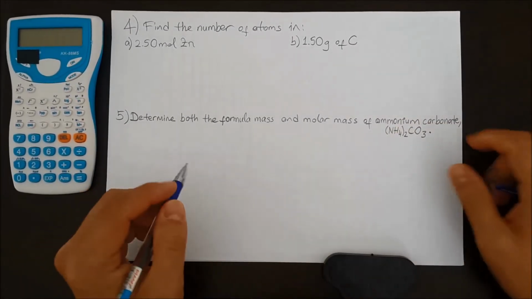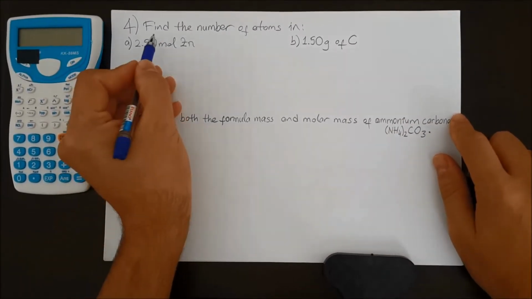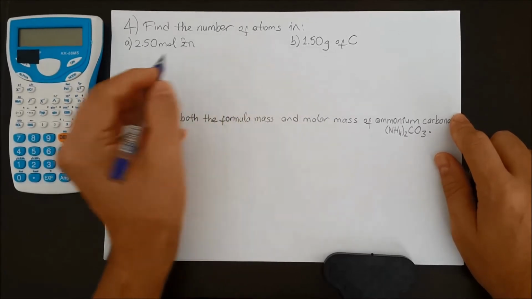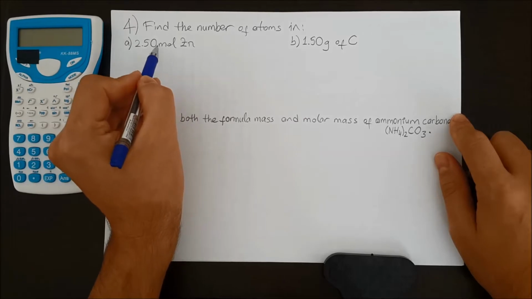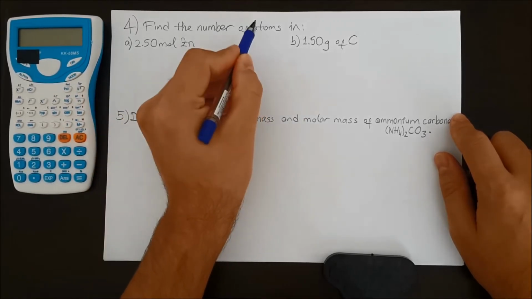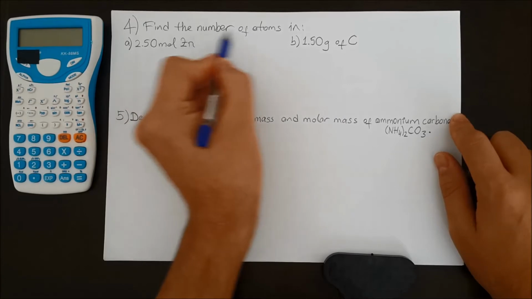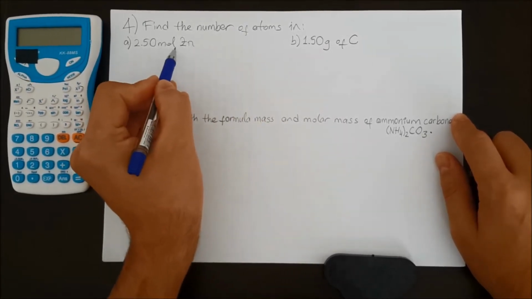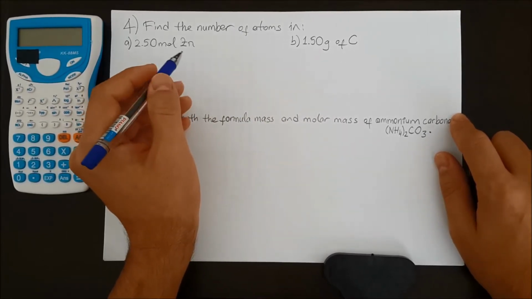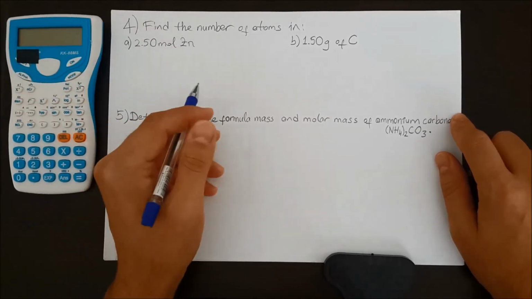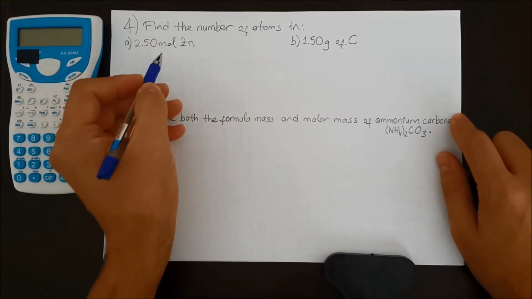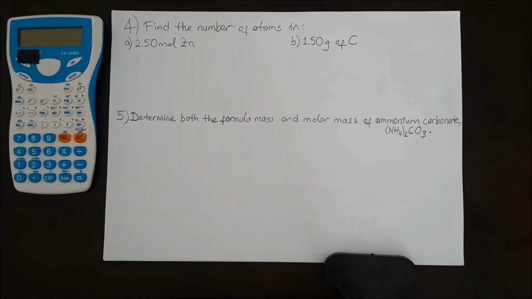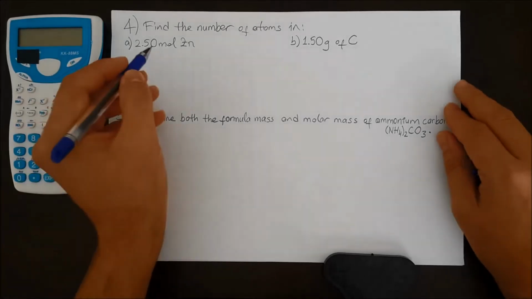Okay, let's continue with the solution of question 4. Find the number of atoms in 2.50 moles of zinc. Here we will convert mole of zinc into number of atoms. Here we should know the relationship between number of atoms and the mole. It's like the dozen. 1 dozen of anything includes 12 particles. So we can say mole is a counting unit like dozen. So 1 mole of any pure substance contains 6.022 times 10 to the power 23 particles.